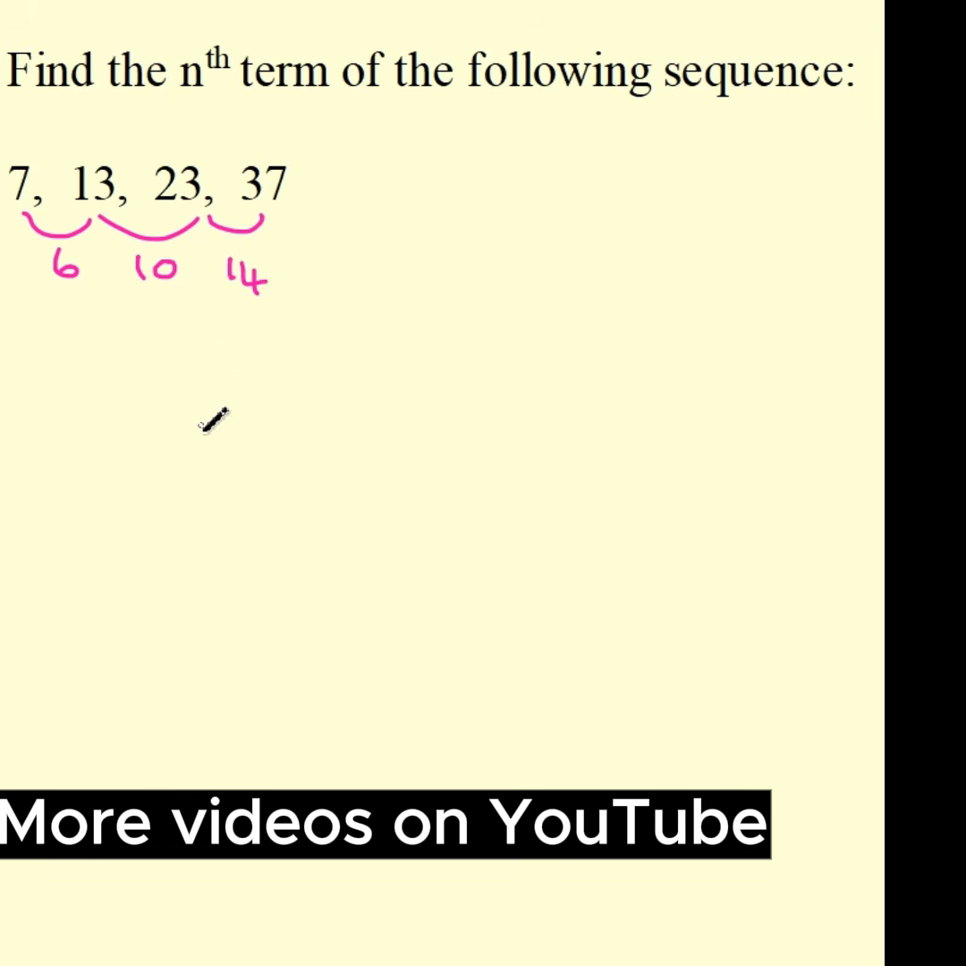Now this is how we know it's not an arithmetic sequence. An arithmetic sequence is a linear sequence, and if it was a linear sequence, we'd then just find the nth term using a linear sequence method. However, let's look for the second difference. Well, 6 to 10 is a difference of 4, and 10 to 14 is a difference of 4 as well. And now we know it is a quadratic sequence.